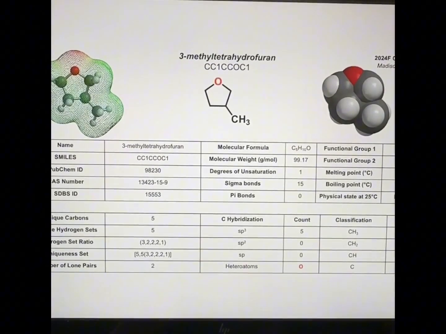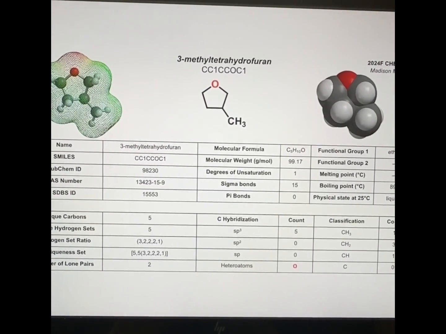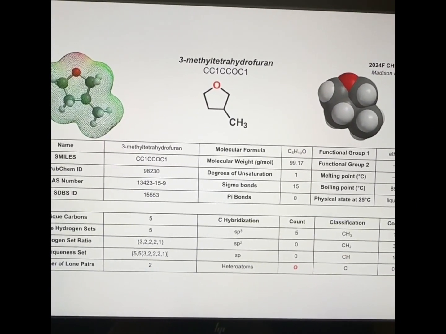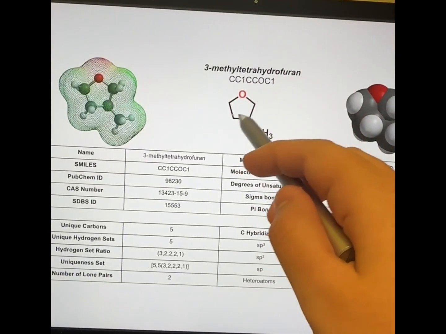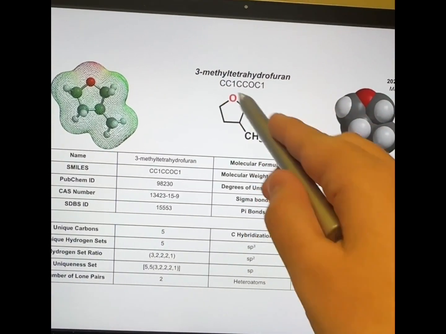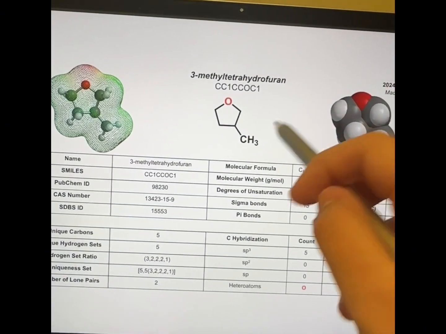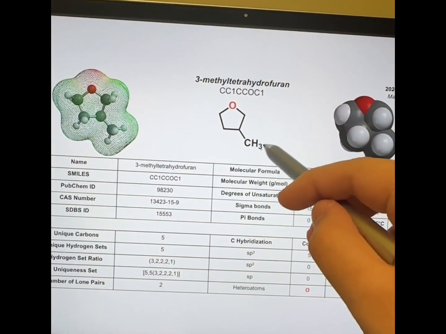The molecule we have here is 3-methyl tetrahydrofuran. The molecular formula is C5H10O. We can see the 5 carbons here, here, here, here, and here. The oxygen's right here at the top in red, and we can only see 3 hydrogens here.